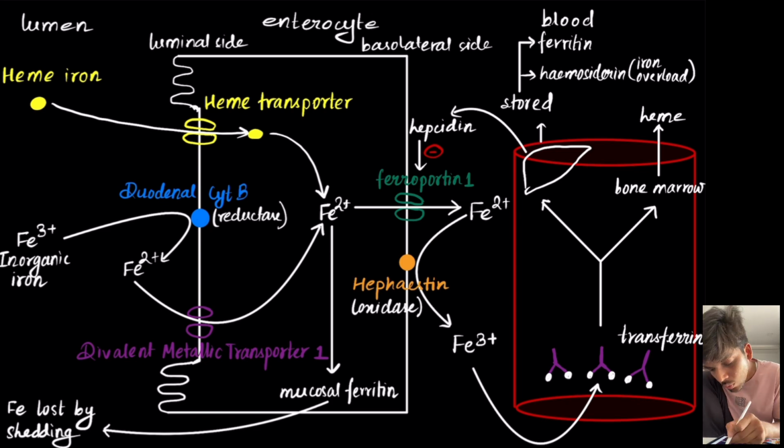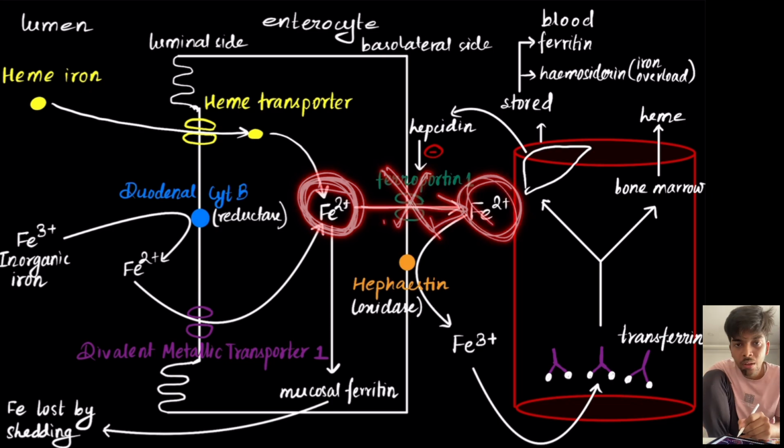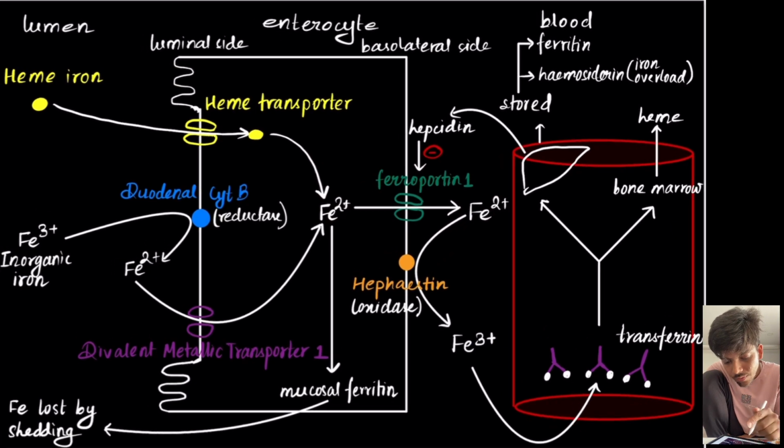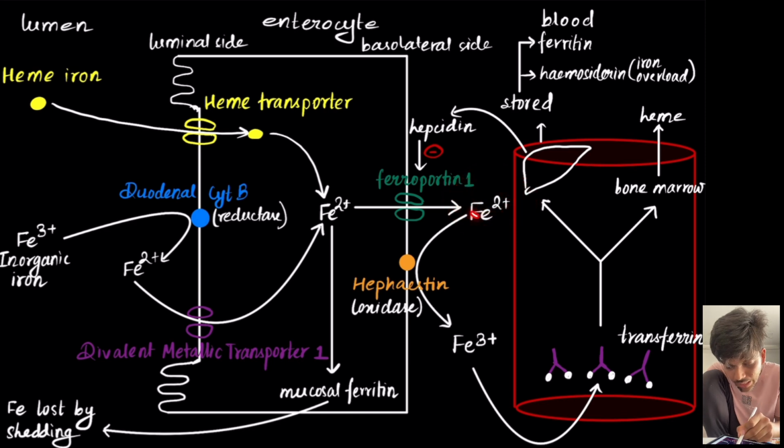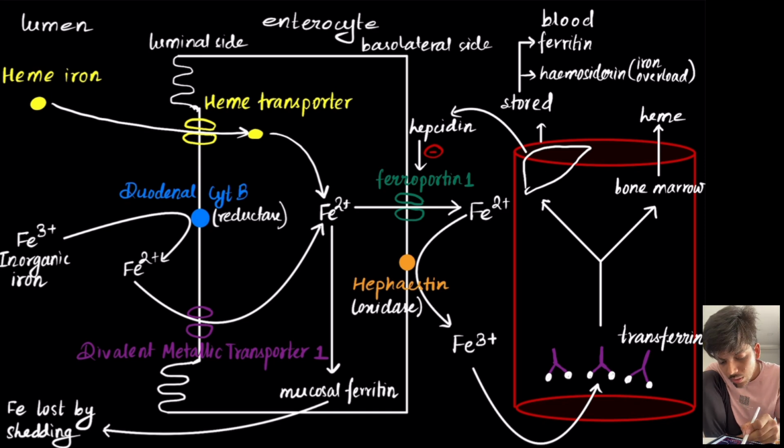How is it done? Once the level of stored iron in the liver, that is ferritin, increases, the liver starts producing something called hepcidin. This hepcidin inhibits ferroportin. When ferroportin 1 gets inhibited, ferrous iron can't get to the other side of the duodenum. When ferrous iron can't get to the other side of the duodenum, it can't get converted to ferric and then reach the blood. So the absorption of iron is reduced.